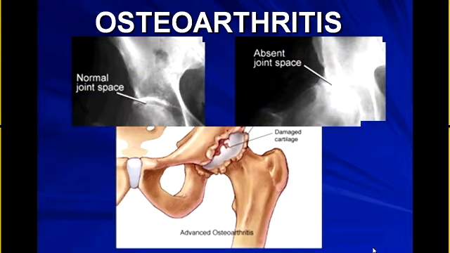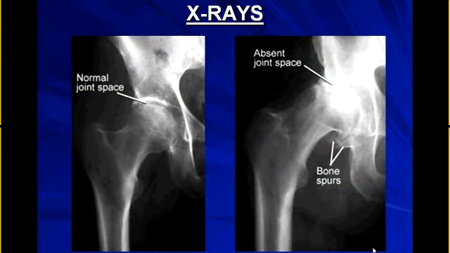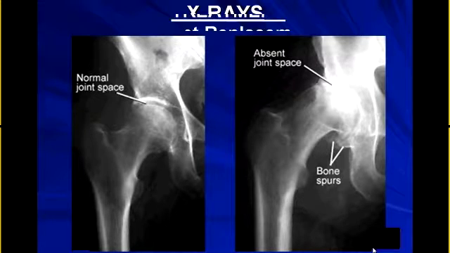On x-rays, we see the classical findings: the white sclerotic line, which is the change in the bone. We see the narrowing of the joint space, and we see osteophytes on the edges of the acetabulum. On the x-ray, it's labeled as bone spurs. Those are called osteophytes.